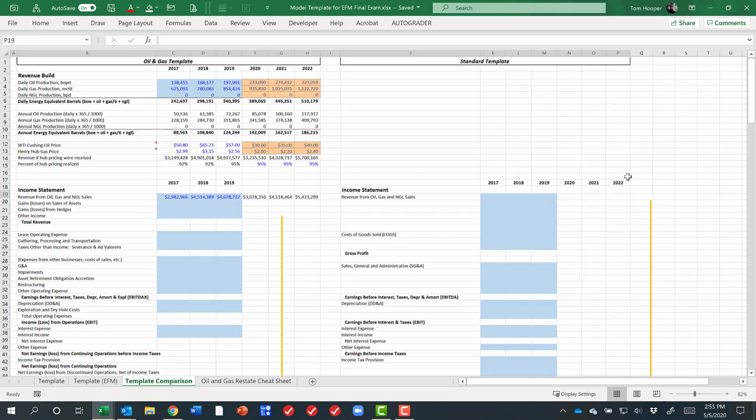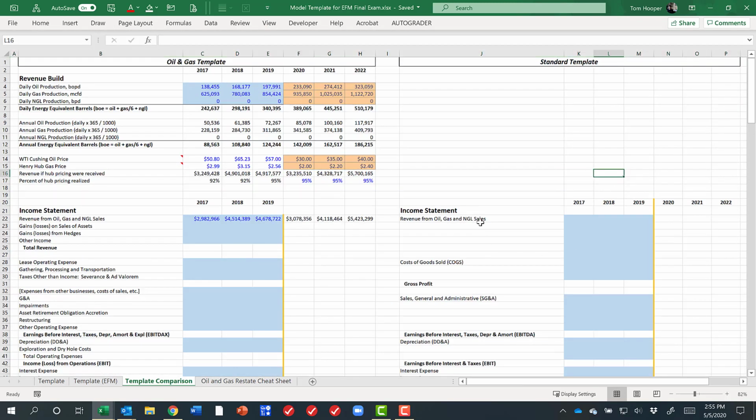Let me zoom in a bit. And what I've done is taken the standard template that you are used to seeing. Starts with sales. I think I had it renamed for the last video. Starts with sales, takes off cost of goods sold, gets you to a gross profit, takes off overhead, gets you to an EBITDA. So let's think about how that's different in an oil and gas company.